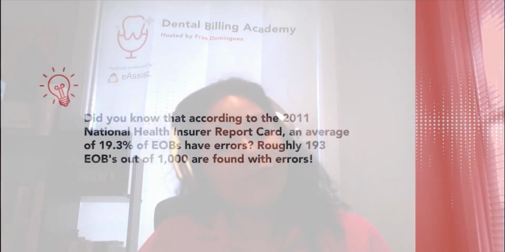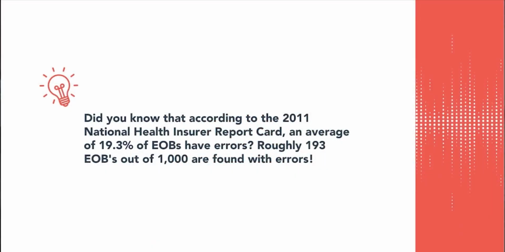Welcome to the Dental Billing Academy's What's the 411 podcast. I'm your host, and today I'll be dishing out the latest 411 on the world of explanation of benefits, or EOBs. Did you know that according to the 2011 National Health Insurer Report Card, an average of 19.3% of EOBs have errors? That's roughly 193 EOBs out of 1,000 that are found with errors. And how do you think that's affecting your dental practice's bottom line?